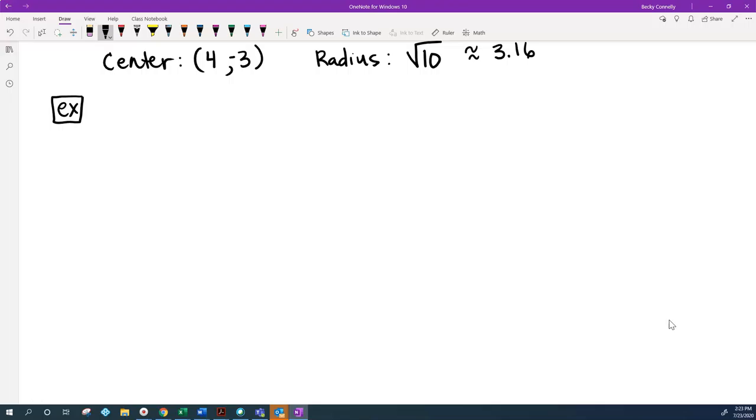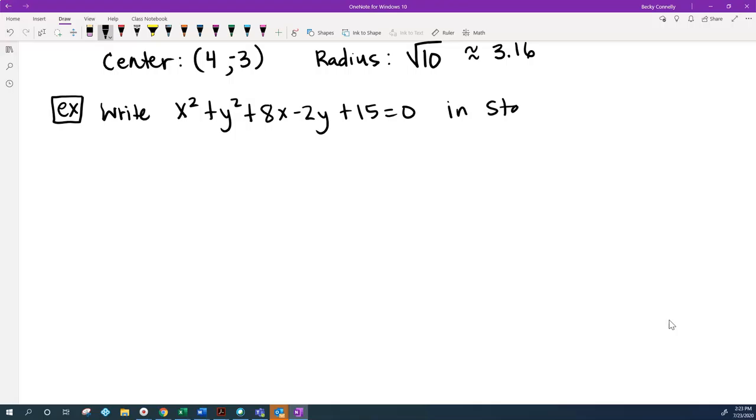All right, so on this one, let's take one of the ones that are in general form and try and change those into standard form, because that tends to be something that's asked for on the test a lot, sometimes shows up on the final exam too, hint, hint, hint, right? So if we have, let's just say, write x squared plus y squared plus 8x minus 2y plus 15 equals 0. So let's write this in standard form.